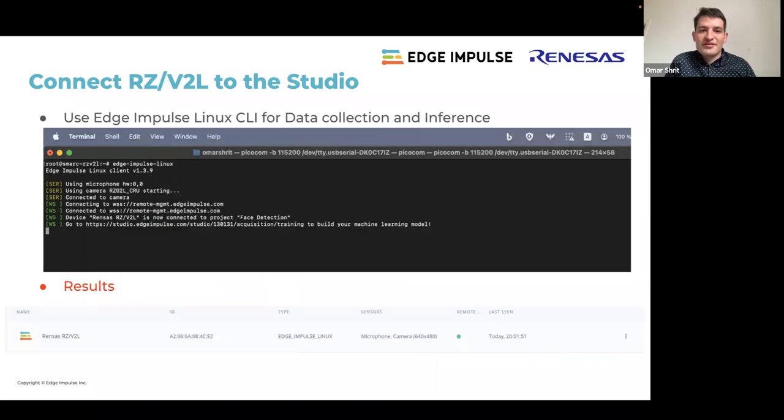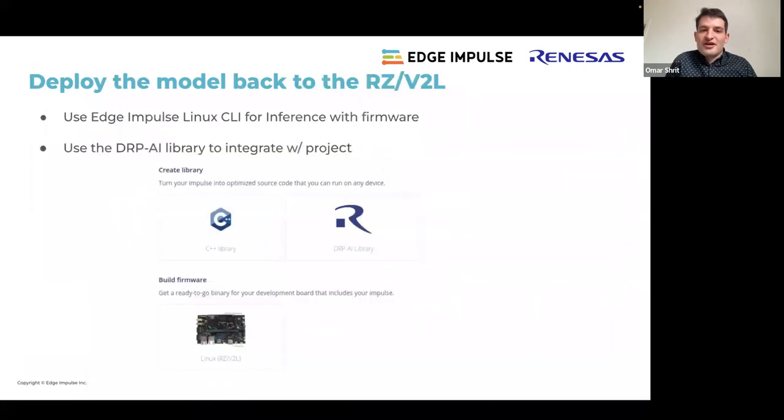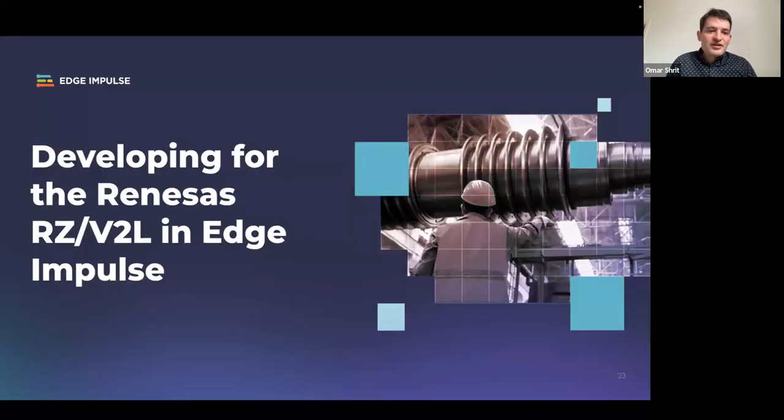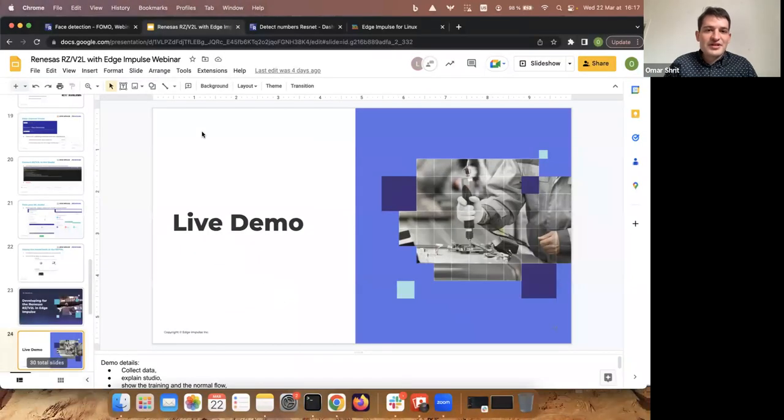So we are going to connect the RZ V2L. We are going to use the Edge Impulse CLI to connect the board to the Edge Impulse Studio. And we are going to sample a couple of images, and I'm going to show you how to label these images using the studio. Then we are going to train a model, and we are going to eventually deploy this model back to the RZ V2L. And we are going to show the inference in real time. Perfect. So let's see the studio and connect the board.